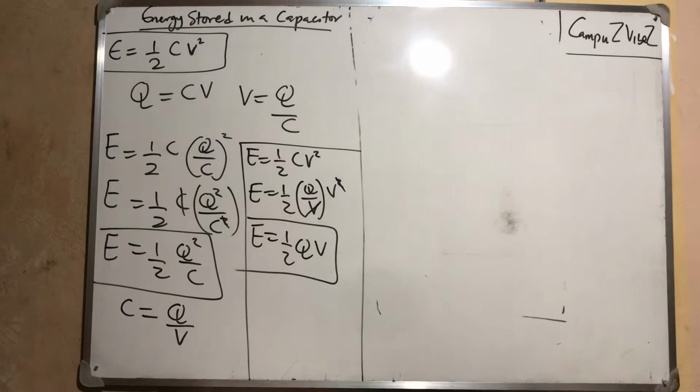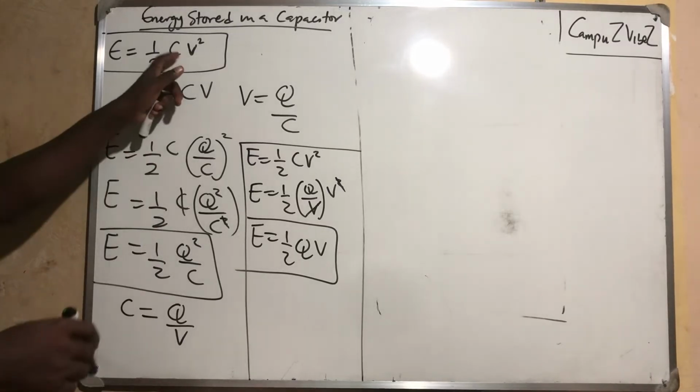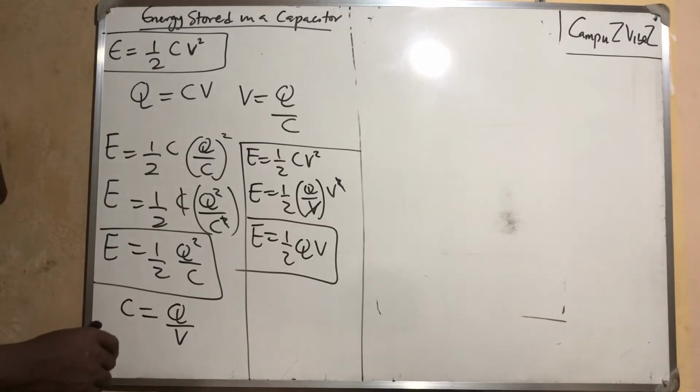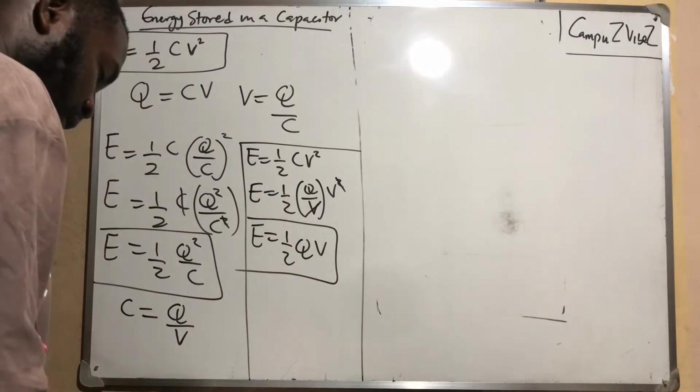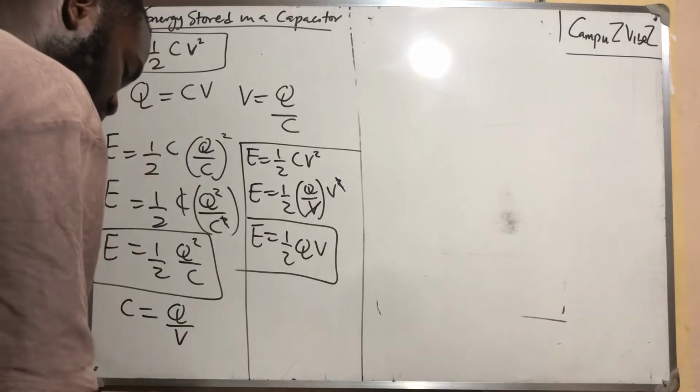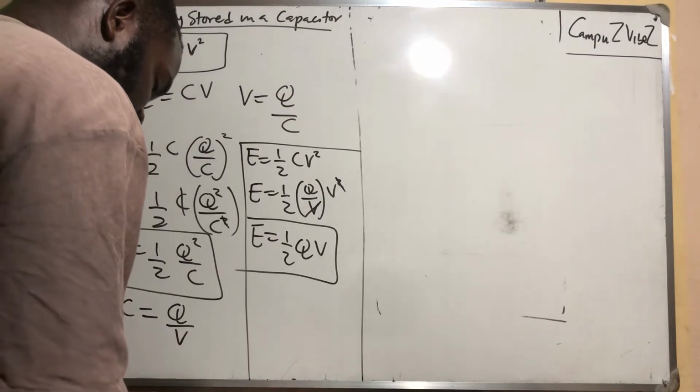But I don't need to remember all the three of them. This is the only one I need to remember. Once I can remember this one, then the rest is not a problem. I can always get my answer from the rest. So let us solve some calculations to illustrate what we have already learned.